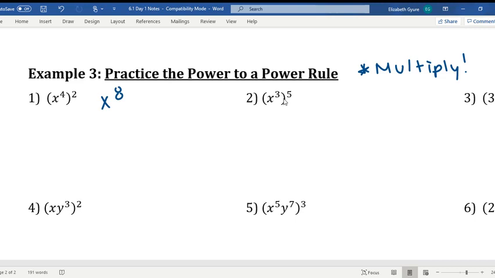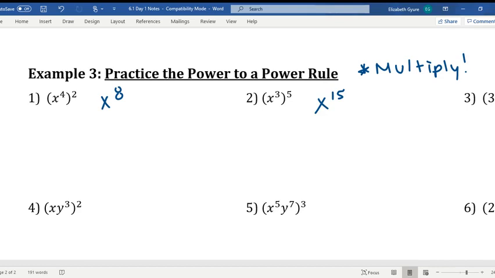Okay, so our rule here, raise them high and multiply, right? So what two numbers do I need to multiply, Corey? And what is 3 times 5? Yep, so this would become x to the 15.